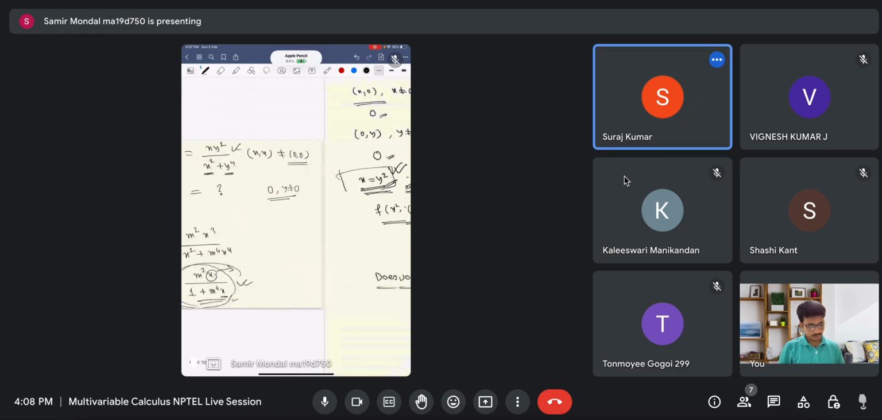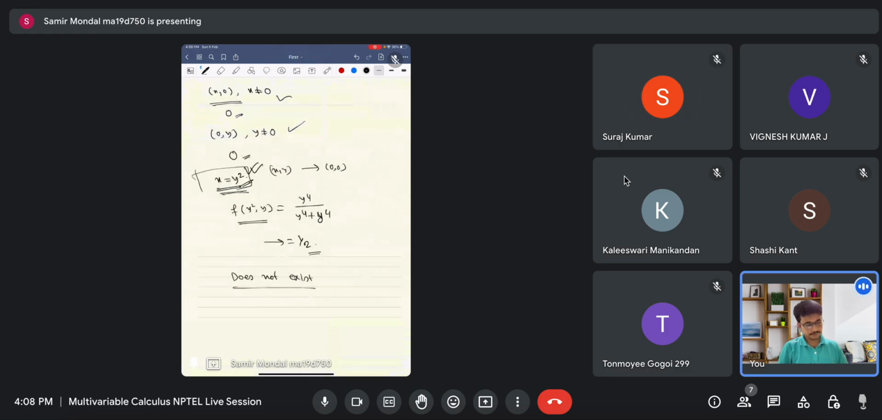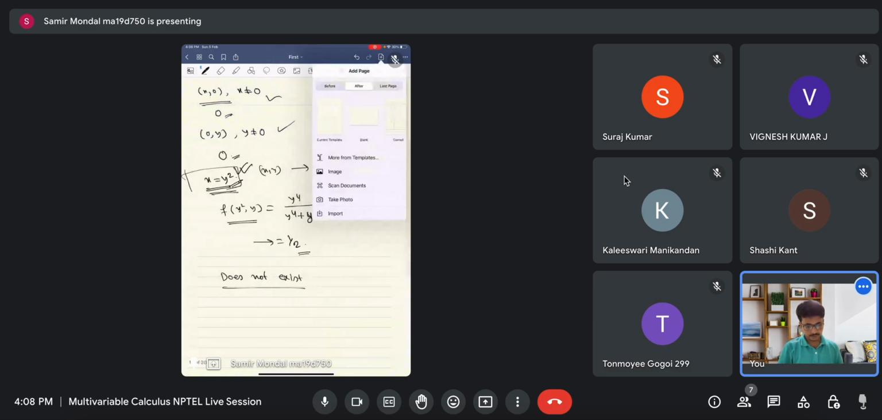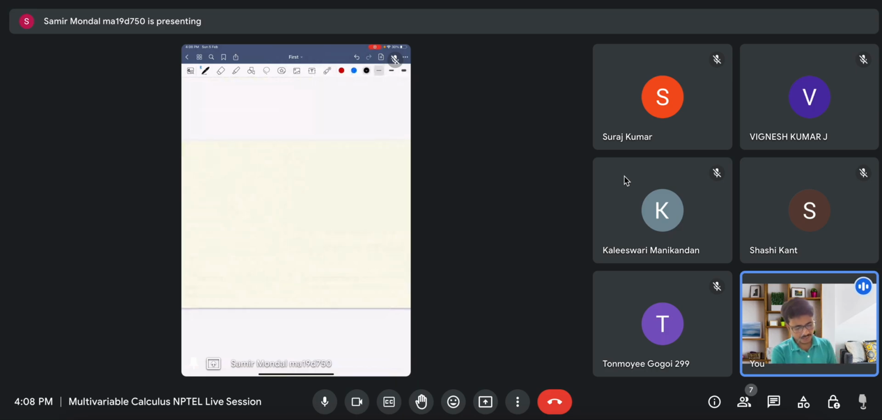Okay, so now we'll go for algebra of limits. Okay, this is the same as for one variable functions. I will not mention it properly, I will tell you only. Algebra of limit. So this is the same as your one variable functions.